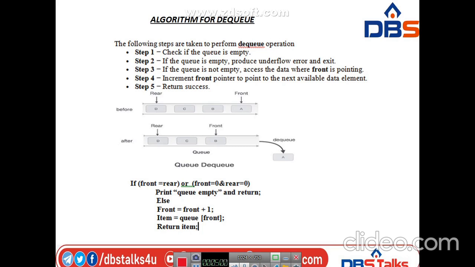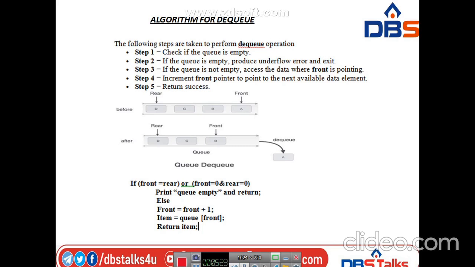Next, at the time of deleting, the fourth step is to increment the front pointer to point to the next available data item. Fifth is return success. Here the representation is like this: the first element I am going to delete is A, then B, then C, then D. Okay, here the algorithm is the same.